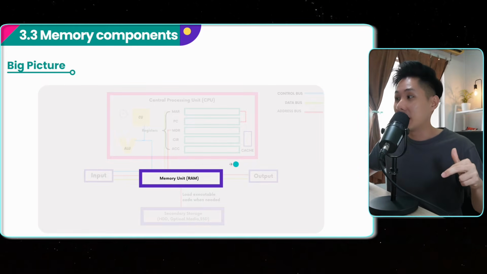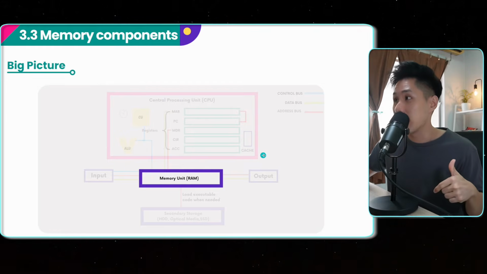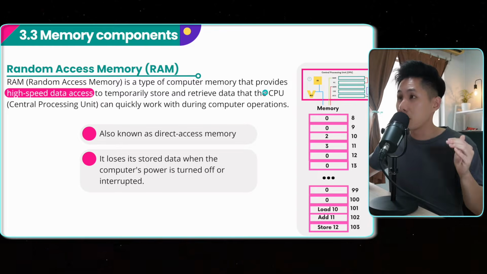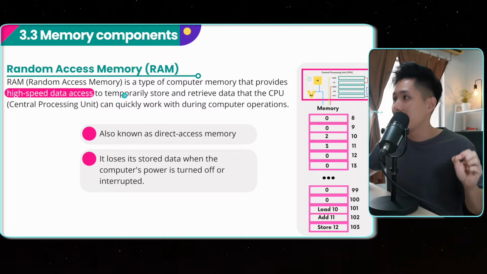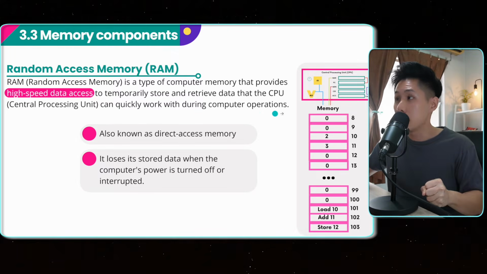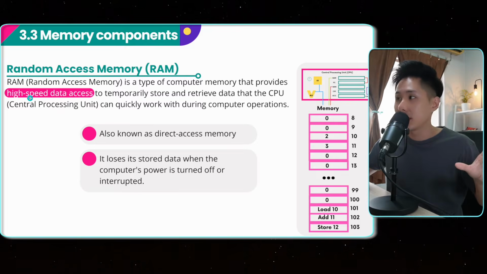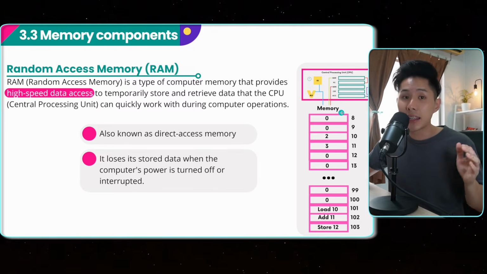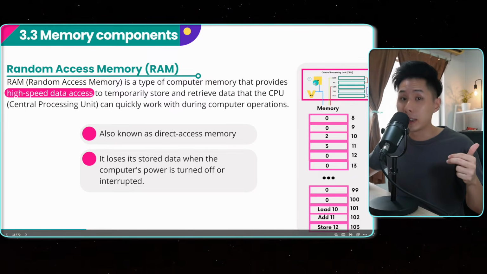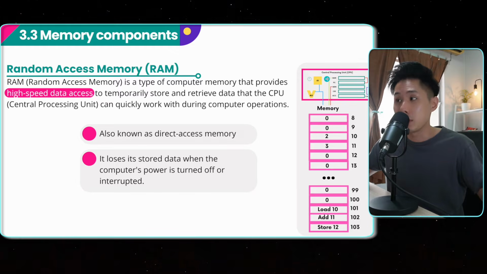Now we're going to dive deeper into what each component in a computer system does. We're going to start off with the RAM, random access memory. It is a type of computer memory that provides high-speed data access to temporarily store and retrieve data that the CPU can quickly work with during computer operation. And the keywords here are temporarily and also high speed. If we look at the diagram here, you can see that the memory device is very closely located to the CPU because it holds data that the CPU needs to access very, very frequently.